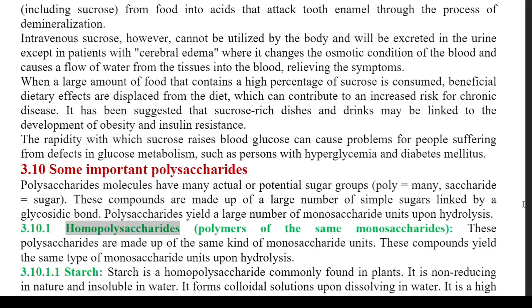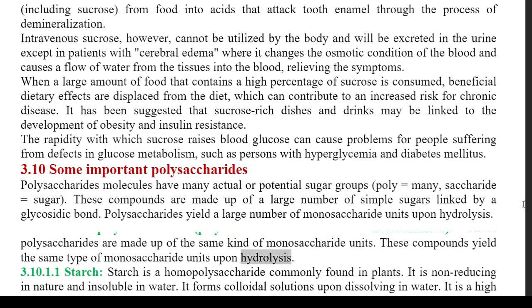3.10.1 Homopolysaccharides, polymers of the same monosaccharides. These polysaccharides are made up of the same kind of monosaccharide units. These compounds yield the same type of monosaccharide units upon hydrolysis.